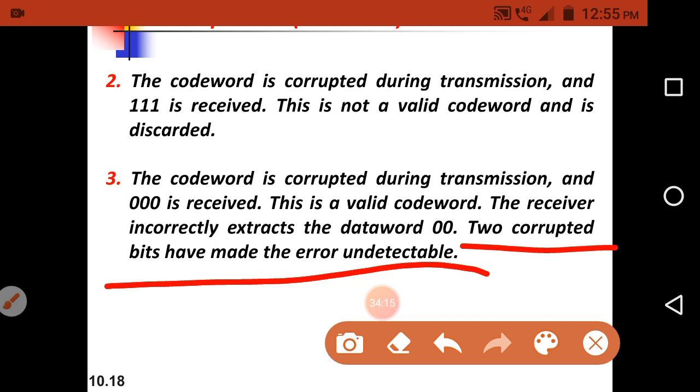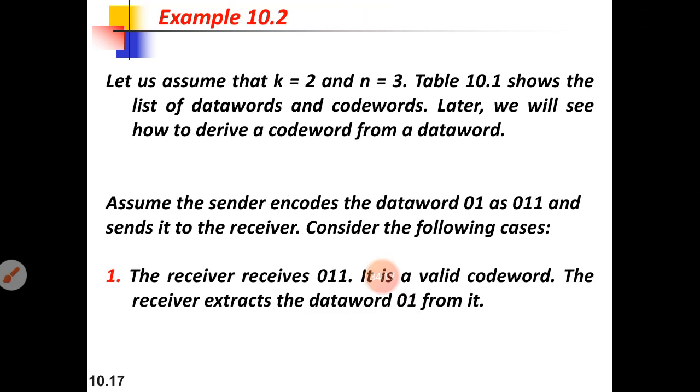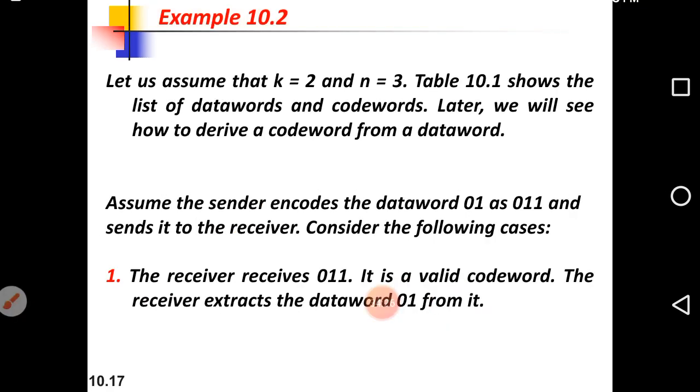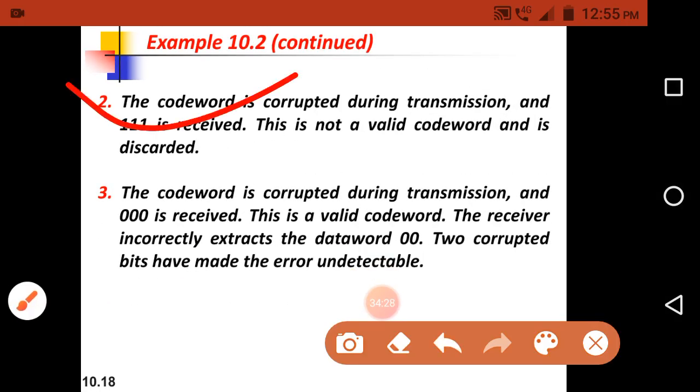So these are the 3 possible conditions here. Whenever k equals 2 and n equals 3, the first case is when the code word matches a valid code word, and we extract the actual data from it. Second case, whenever the code word is modified so that it is no valid code word, it will be discarded. In the third one, whenever there is a 2-bit error, the code word still matches the list of valid code words, and then it will wrongly extract the data word from that. So these are the 3 cases.